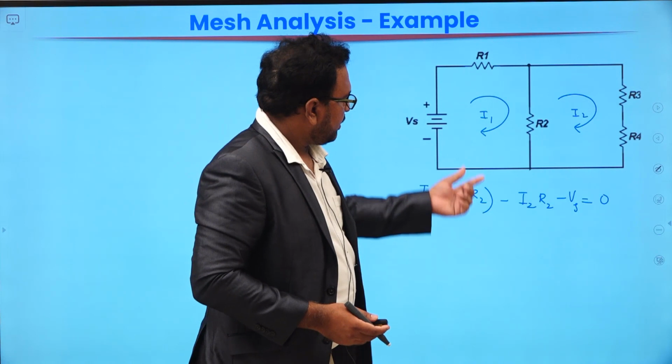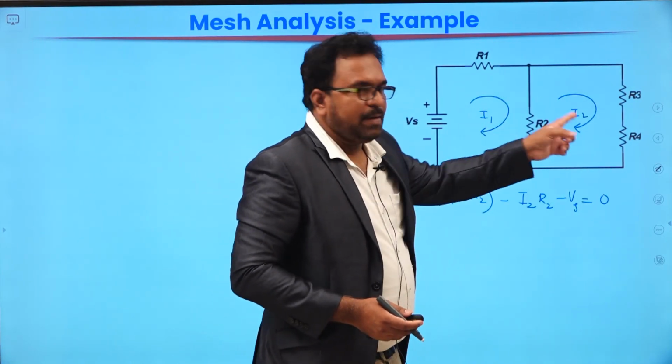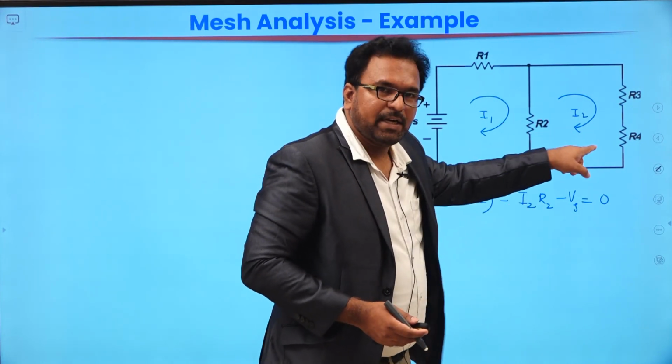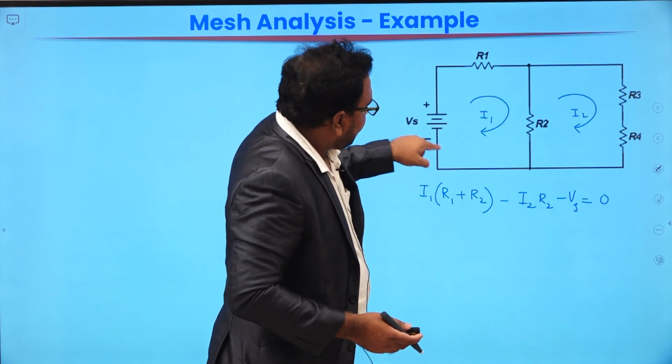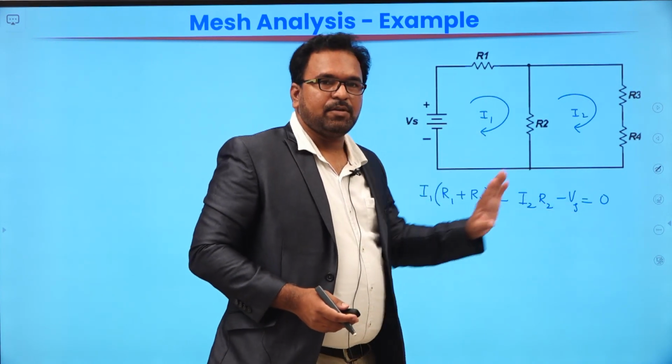First you will calculate the total resistance into the current in that mesh. Next, if both the currents are in the same direction, then you are going to put minus I2 into R2, because R2 is common to the second mesh also. And you will observe the current entering the terminal in the source, minus Vs because it is entering the negative terminal, so minus Vs equal to 0.